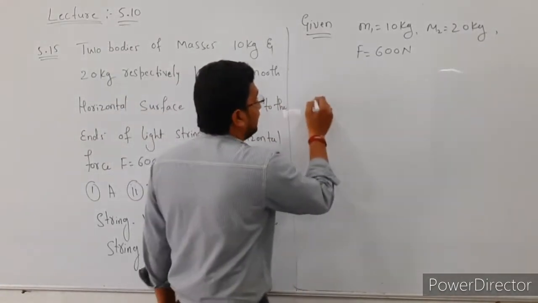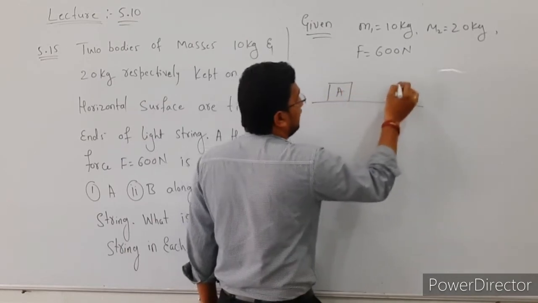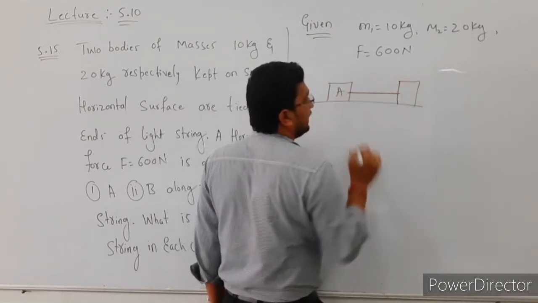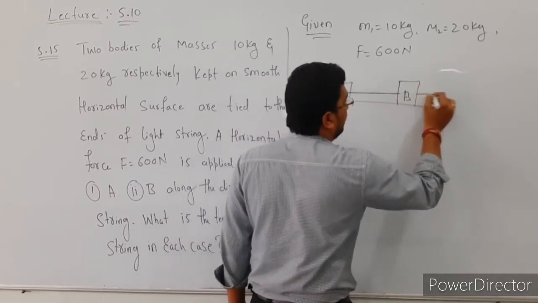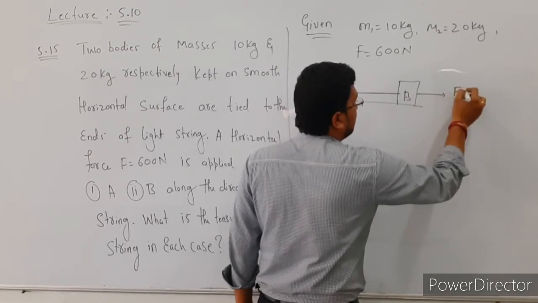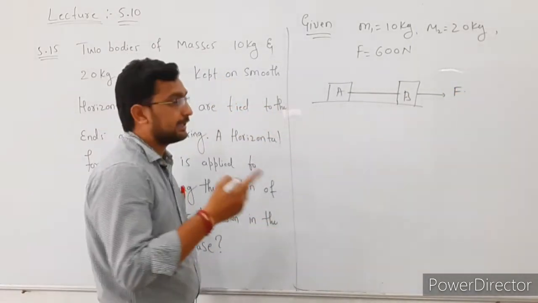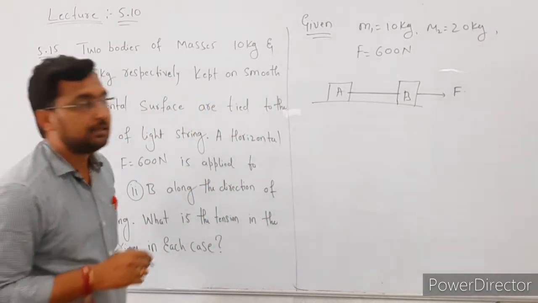Okay, see here. Consider this is one body A and this is another body B. Both are connected with the help of a light string. In this case we are applying the force F in this direction, the second case. So first we are going to apply the force on the second body, and find out what is the tension developed inside the string.